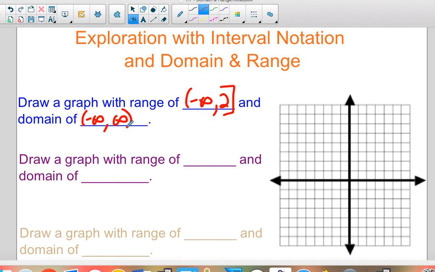So let's see if you can pause the video and try and draw a graph on your sheet that has a range of -infinity to 2, so y values from -infinity to 2, and x values that go left and right forever, -infinity to infinity. All right, so you can resume the video. Let's see if we can draw one here. There's plenty of them that could exist, but one that comes to mind for me is an absolute value, which is a V shape. So it has a range of -infinity to 2, right?